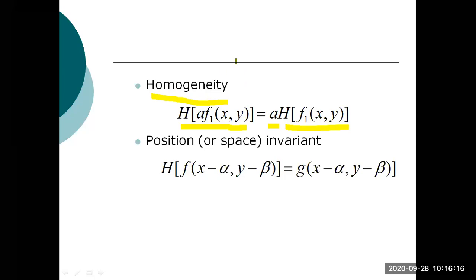The homogeneity condition is just like this: H of A into f1 of x comma y is equal to A into H of f1 of x comma y. So the first is linearity, the second is additivity, and then homogeneity. If these three conditions are satisfied, the system is linear. It is a linear degradation function, a linear degradation system H.